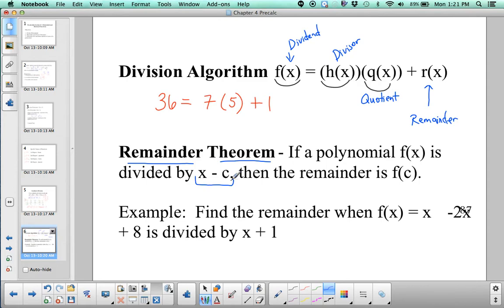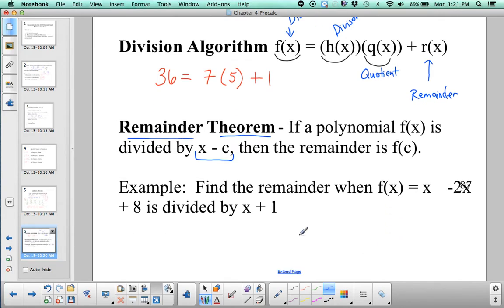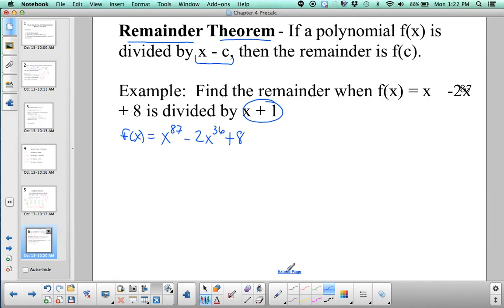And here's an example that we can take a look at. We are going to try to find the remainder when f of x is equal to, we have a little bit of a mess here, so let's write this, x to the 87th power minus 2x to the 36th power plus 8. And I want to find the remainder when it's divided by x plus 1. So, of course, not something you'd want to do synthetic division for.